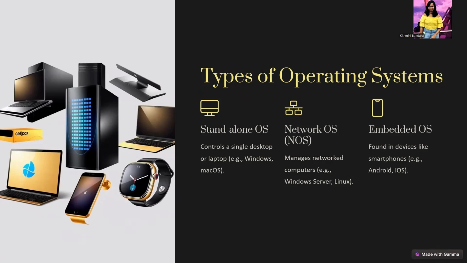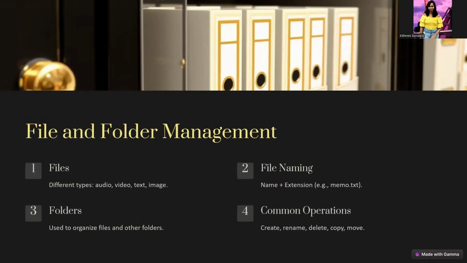One of the most important tasks an operating system helps with is managing files and folders. The files can be of different types, such as audio files, video files, text files, or image files. Folders are used to organize these files. The operating system allows you to perform common operations like creating, renaming, deleting, copying, and moving files and folders. These operations help keep your data organized and easy to access.